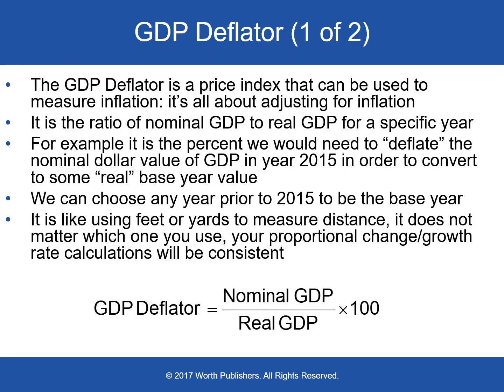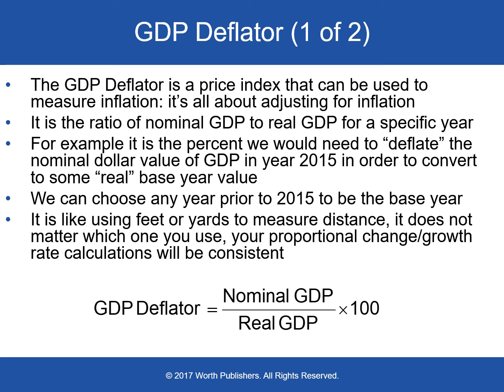So one tool we use to do deflation is to create a number called the GDP deflator. And really, the GDP deflator is the number you use to divide into nominal GDP for a particular year in order to get real GDP. So you can show the formula the way I've got it there.